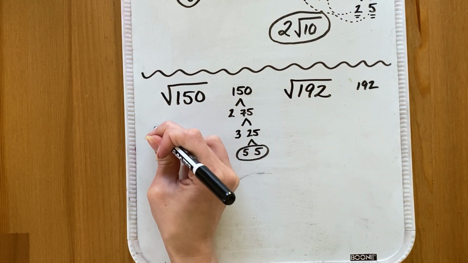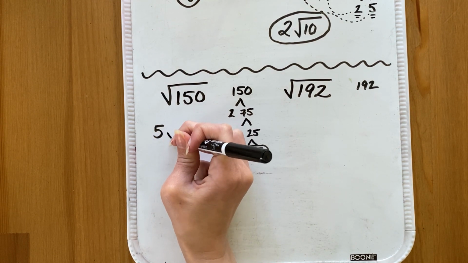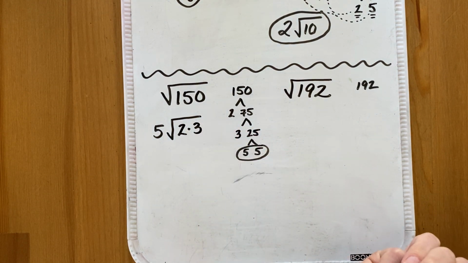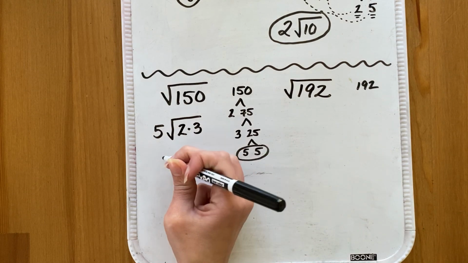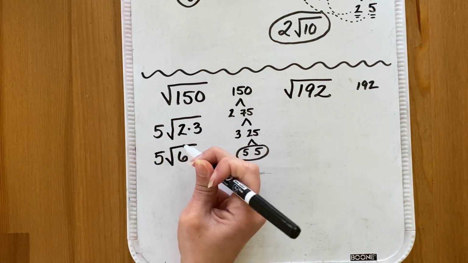That 5 is going to end up on the outside. And the unpaired 2 and 3 are going to end up on the inside. I do need to multiply the 2 and the 3 back together. Those will give me 6.